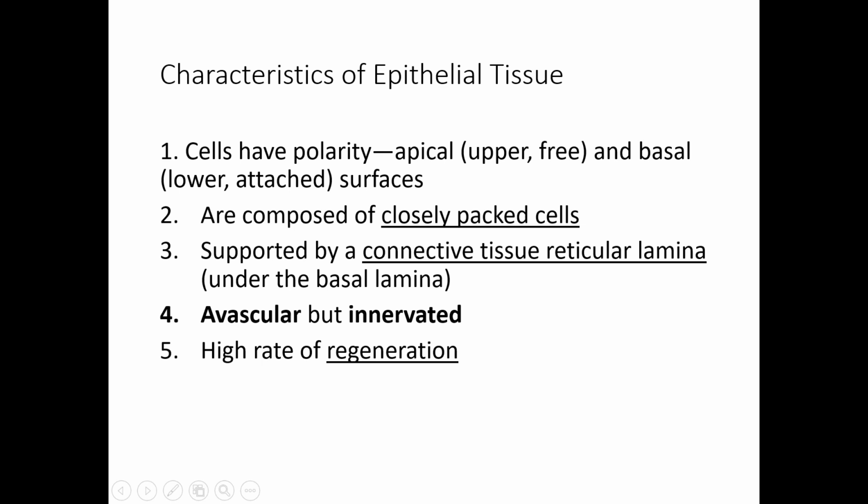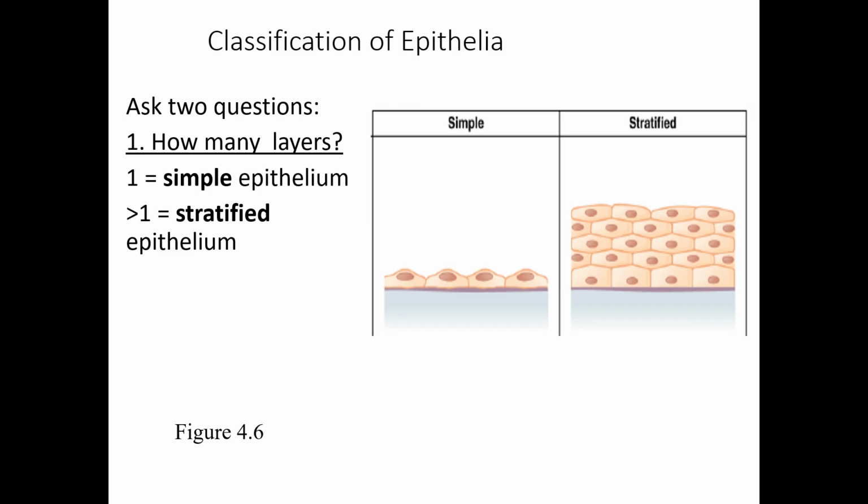And finally, there is a very high rate of regeneration for epithelial tissues. That means that if epithelial tissue is damaged, it can repair itself much faster than other tissues. Example, if you cut skin on your finger, it will heal in a few days unless an infection develops. But if somebody breaks their bone, it takes weeks or sometimes months for that wound to be repaired.